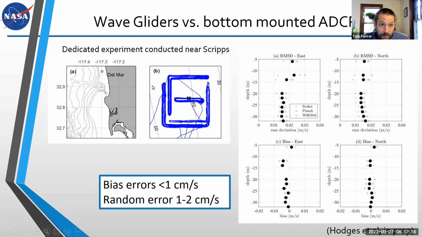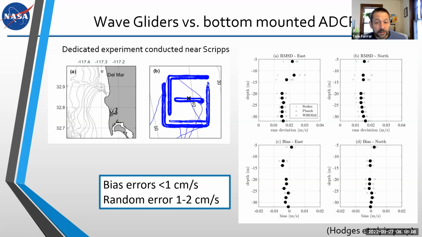And we conducted an experiment offshore of Scripps near Del Mar, and we put a bottom-mounted ADCP looking up in about 40 meters of water, and then drove the wave gliders back and forth over this for like a week. We had the wave gliders rotating through this pattern to get measurements in different orientations to the wave field. We're especially concerned about wave-induced biases near the surface. And the short version of this is that we believe that the wave gliders have bias errors less than 1 centimeter per second and random errors of 1 to 2 centimeters per second.